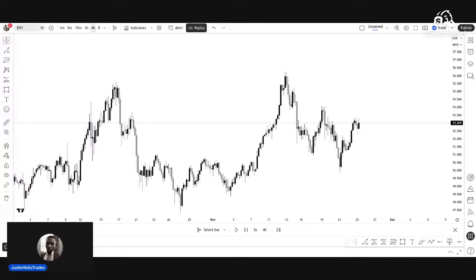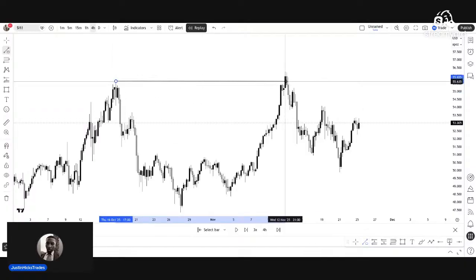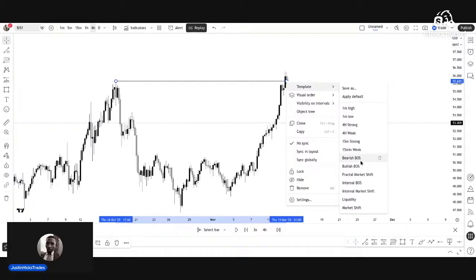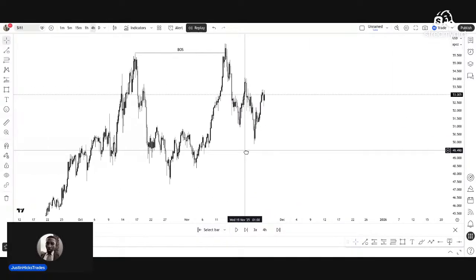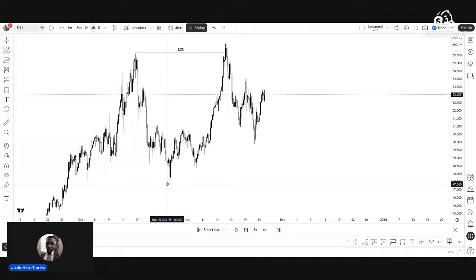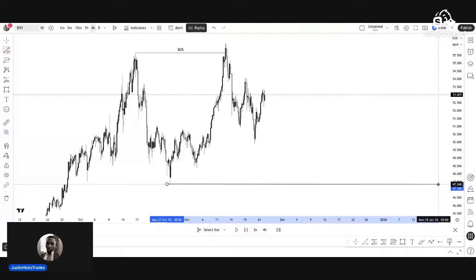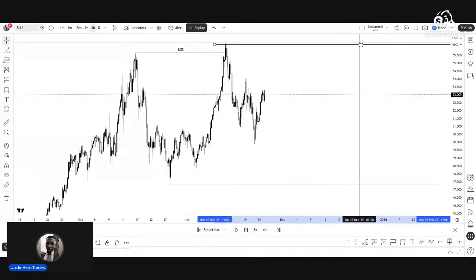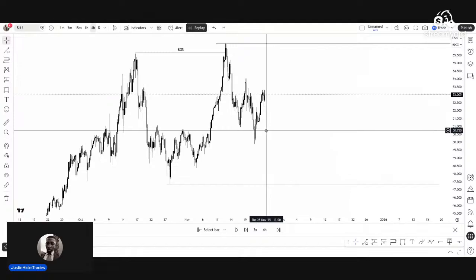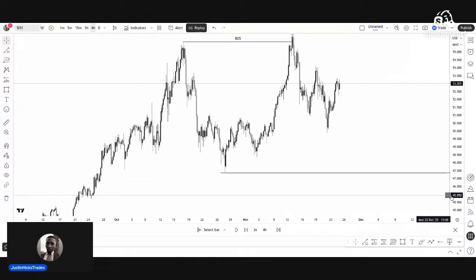So, the very first thing is, I just need to mark my price is bullish on my 4 hour time frame. So bullish breaker structure, right, swing low, swing high, easy. Like that was simple.